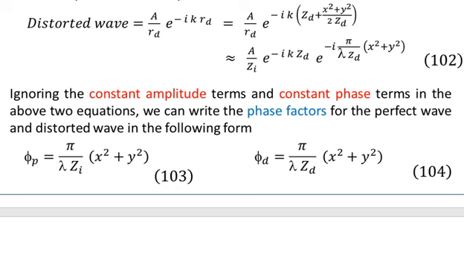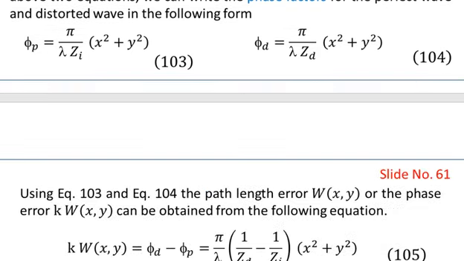So these are actually the phase factors that we have written. Phi p, the phase factor for the perfect spherically converging wave, is pi over lambda Zi, multiplied by x square plus y square within the parenthesis, and for the distorted wavefront we have phi d equal to pi over lambda Zt multiplied by x square plus y square, as in equation number 104.